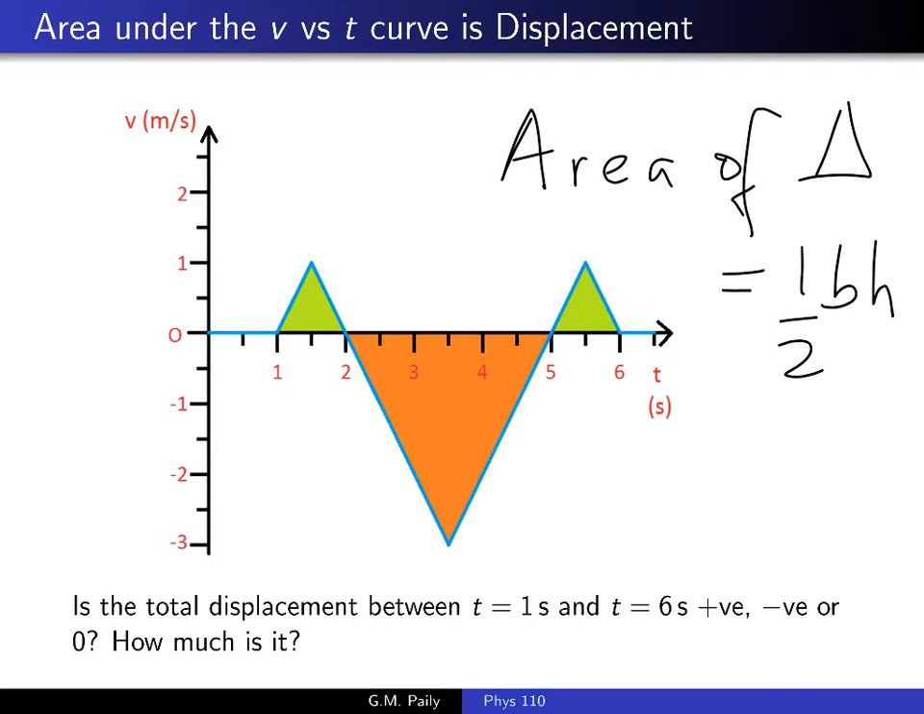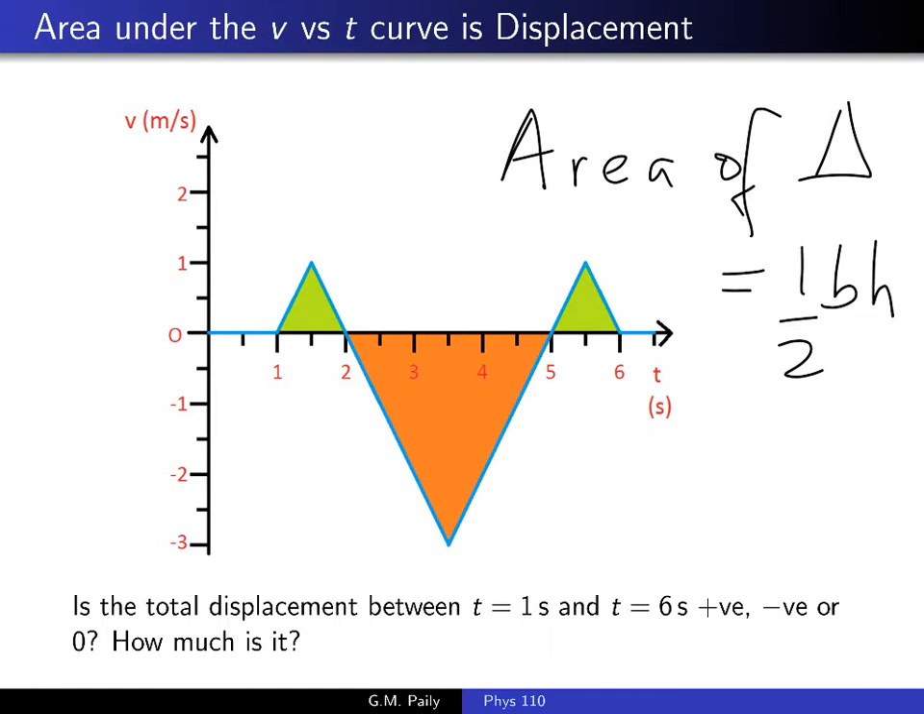Similarly, this area is again 1/2 times 1 times 1, which is 1/2. However, what are the units? Well, we are multiplying a base of 1 second by a height of 1 meter per second. Multiplying 1 meter per second by 1 second gives us a meter. So this area is 1/2 meter.